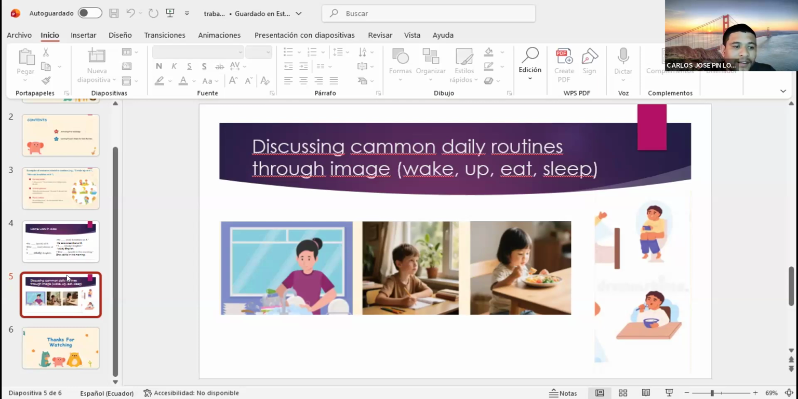This little girl eats. Excuse me, this little girl eats. This little girl eats. Kids eat. Okay, very good.